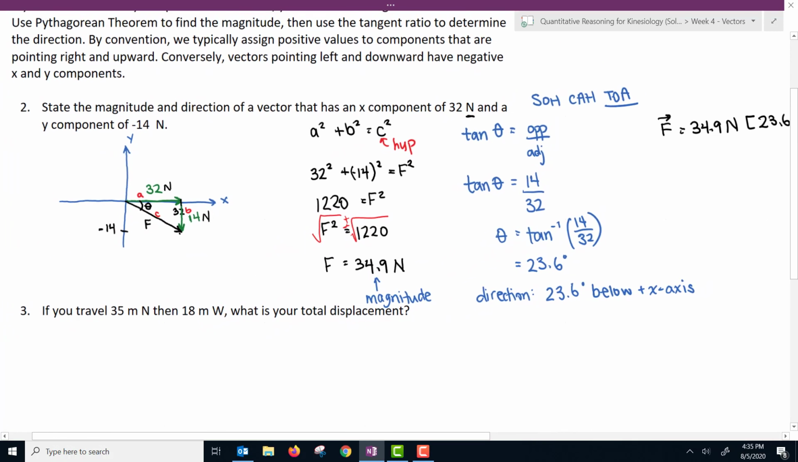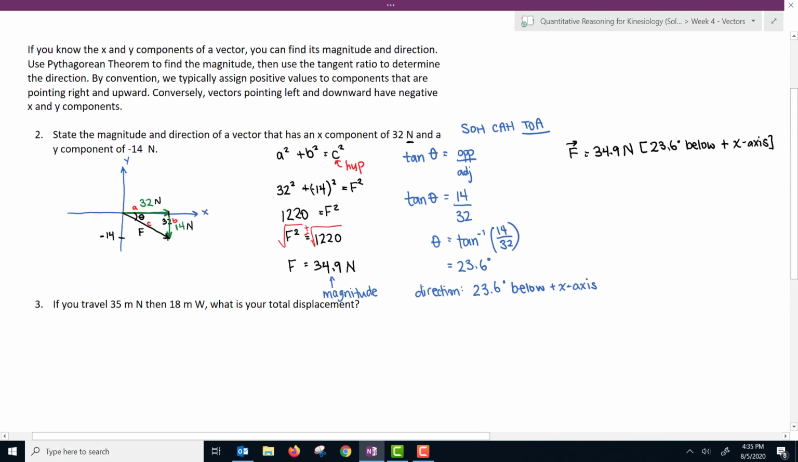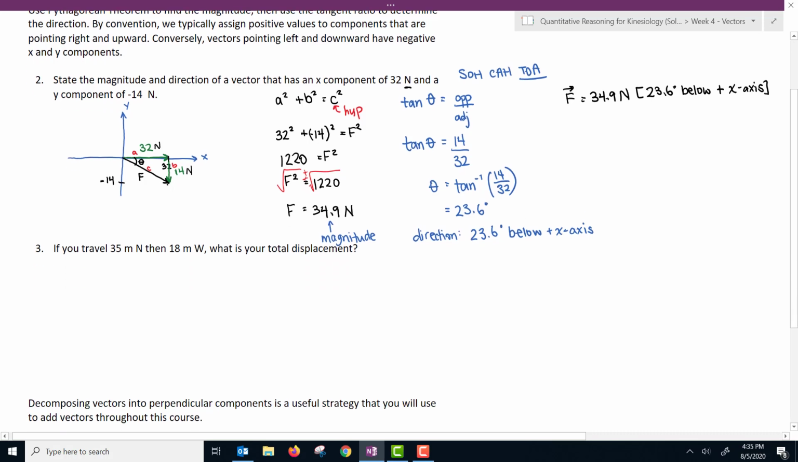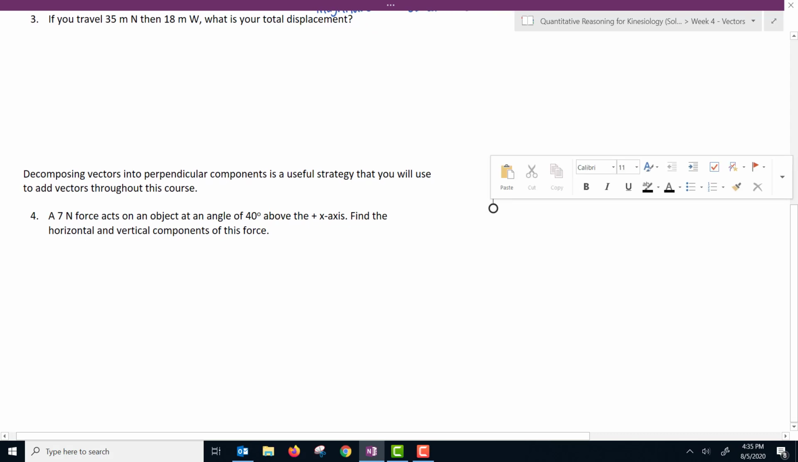State the magnitude and direction of a vector that has an x component of 32 newtons and a y component of negative 14 newtons. All right, let's move on to question 3. If you travel 35 meters north and then 18 meters west, what is your total displacement? Now, displacement is a vector, so it's asking for the vector itself, displacement, meaning it wants the magnitude and the direction. So it's just like question 2.